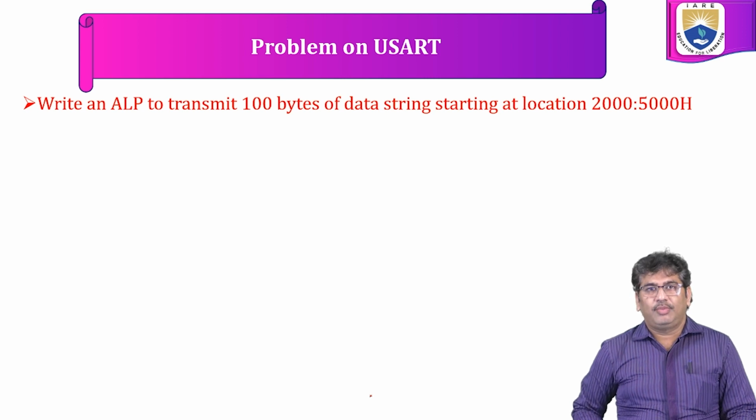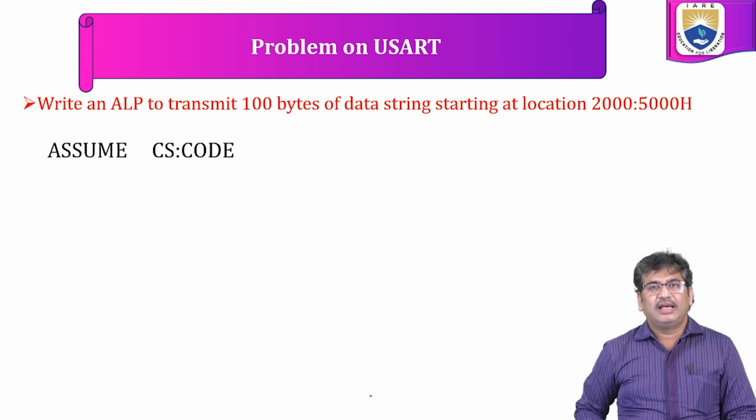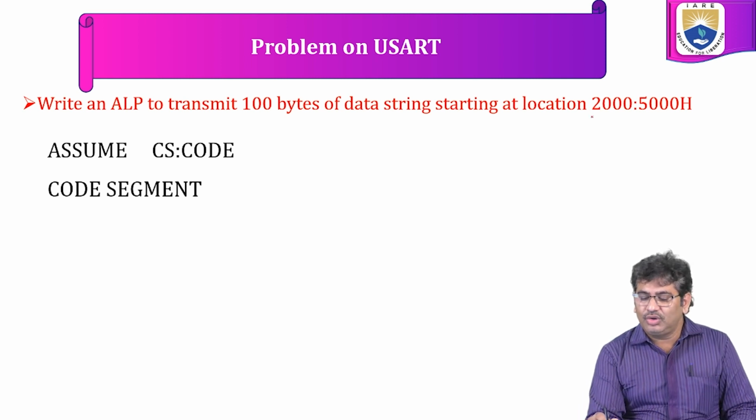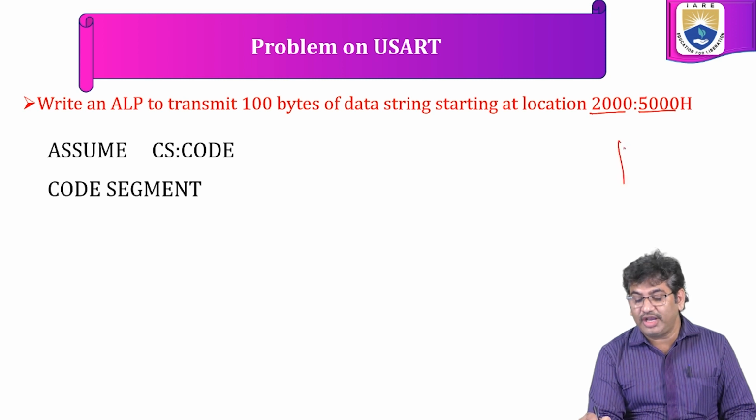Now we will start the programming. First we have to request the assembler for the code segment by using the assembler directive ASSUME. Assume CS colon code, the start of the code segment by the code segment. Then start the program with the start label. First we are going to write these two addresses. These are the memory locations, as it is a data segment.